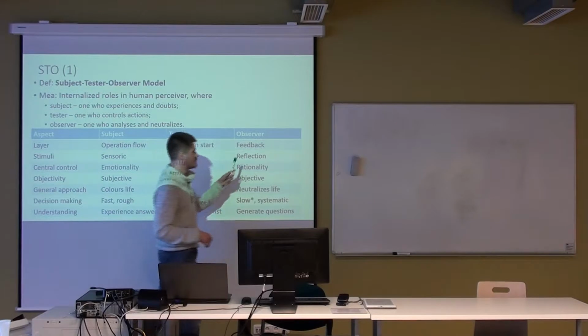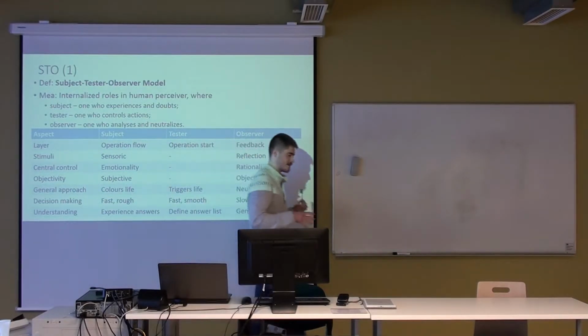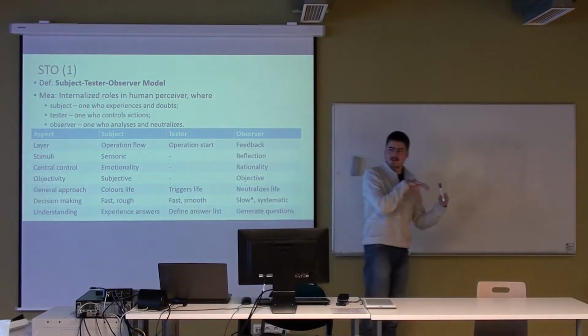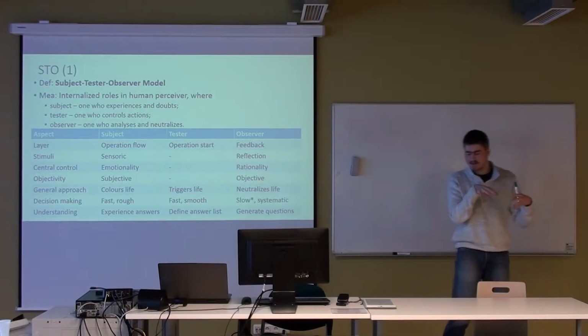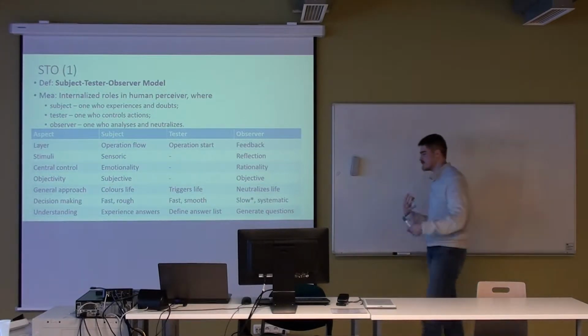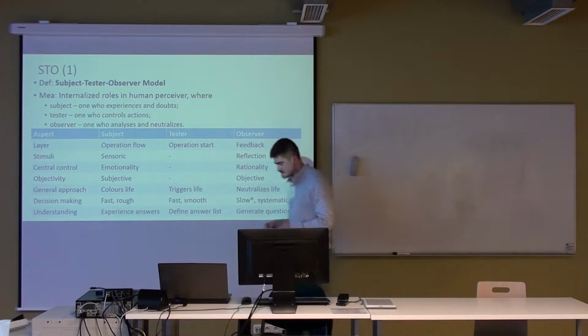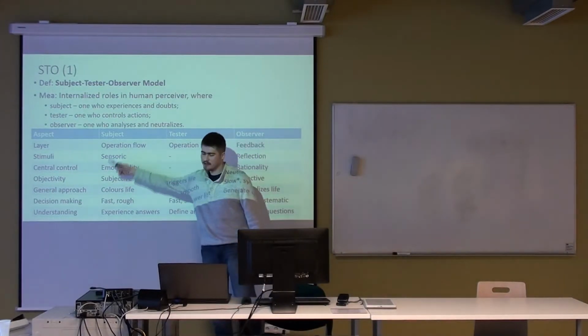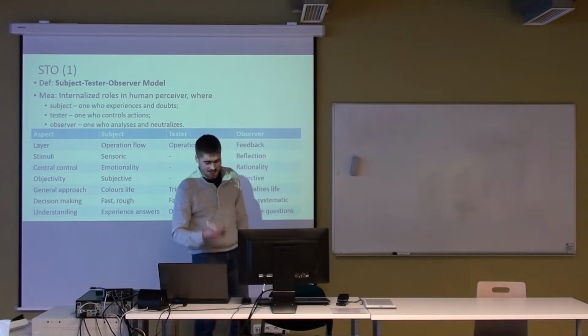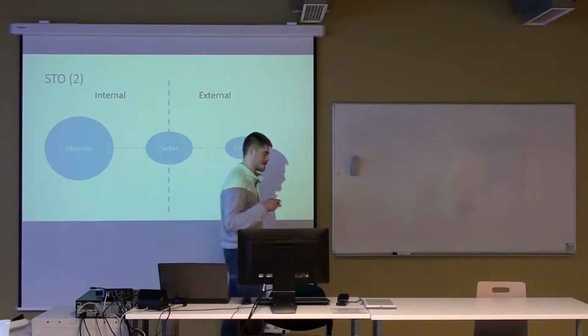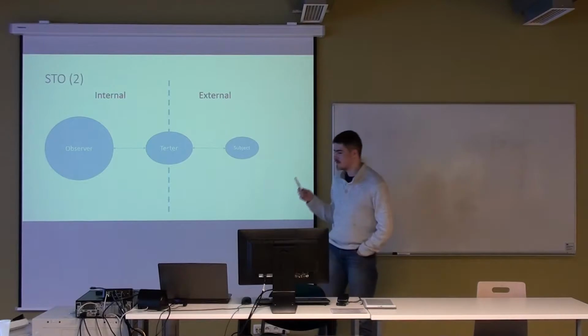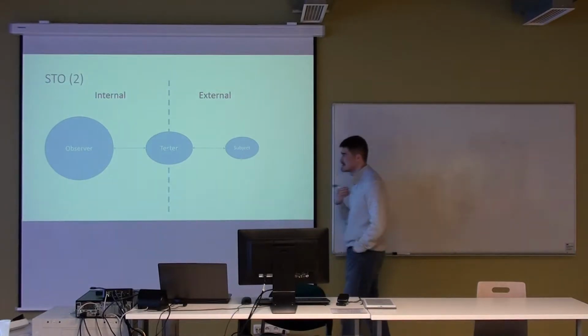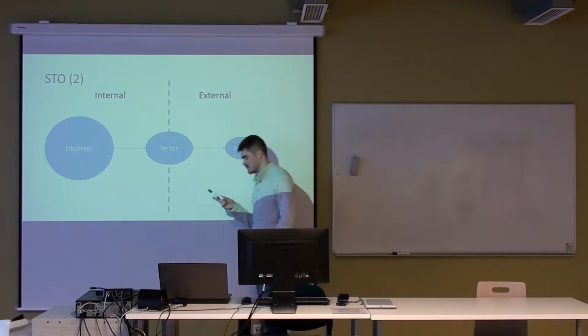And the feedback loop comes from the observer side, who is like the background third-person perspective, who is neutralizing and giving a different perspective on the world. The subject might be a little bit too emotional. The observer is the rational one, at least in my case. And the observer side, at least again in my case, happens on the inside. That's what you don't see.